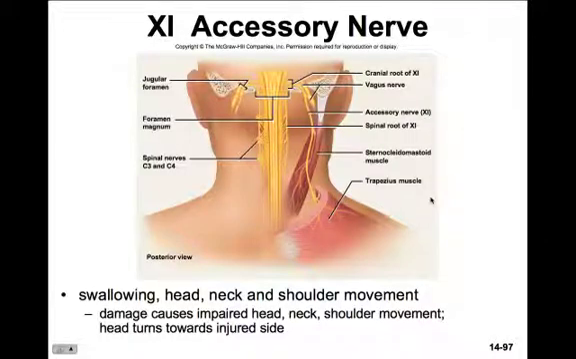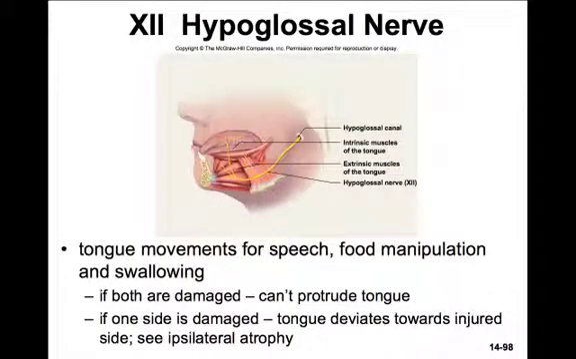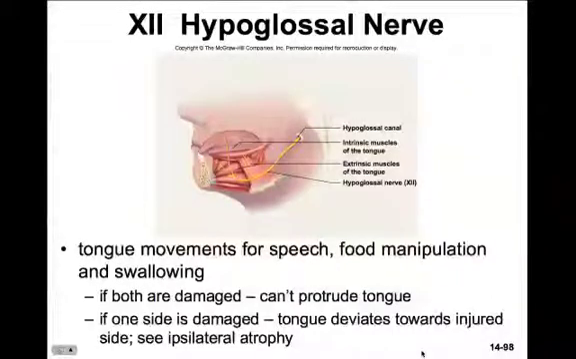11 is the accessory nerve. The accessory nerves are involved in swallowing, head, neck, and shoulder movement. Thus, damage can cause impaired head, neck, and shoulder movement. 12 is the hypoglossal nerve. Hypo, under; glossal, tongue. Tongue movements and speech, food manipulation, and swallowing are the things that are affected by the hypoglossal nerve.